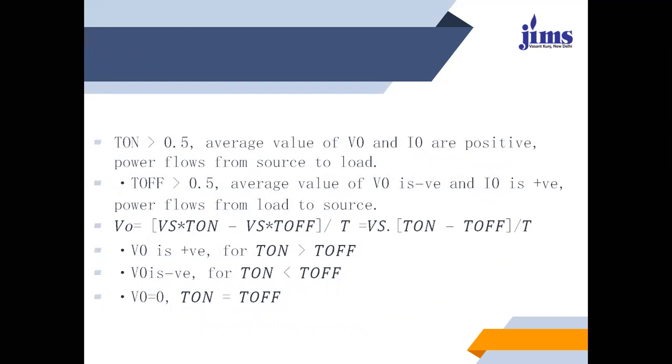So this will be the circuit diagram. These are the equations associated with the output voltage, and finally V output will be Vs times T on minus T off upon the total time T. So the difference of the on time and the off time is divided by T to get the output voltage. V output is positive for T on more than T off, negative for T on less than T off, and zero when T on is equal to T off.